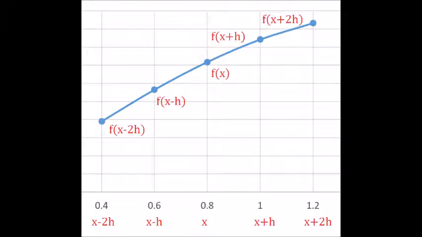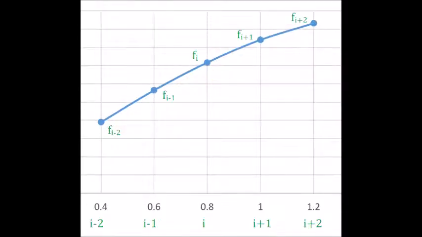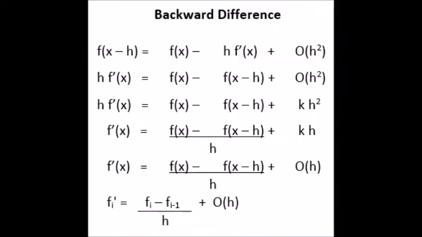Here is a picture showing notation with x plus h and f of x plus h. That is equivalent to i plus 1 and f sub i plus 1, as can be seen in this picture here. We can run through a very similar process for the backward difference, as can be seen on this screen. The end result is in fact the same formula I used in the previous lesson when I first introduced backward differences.